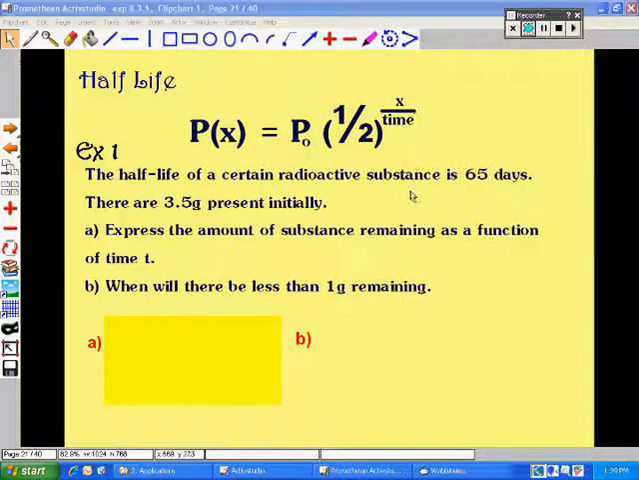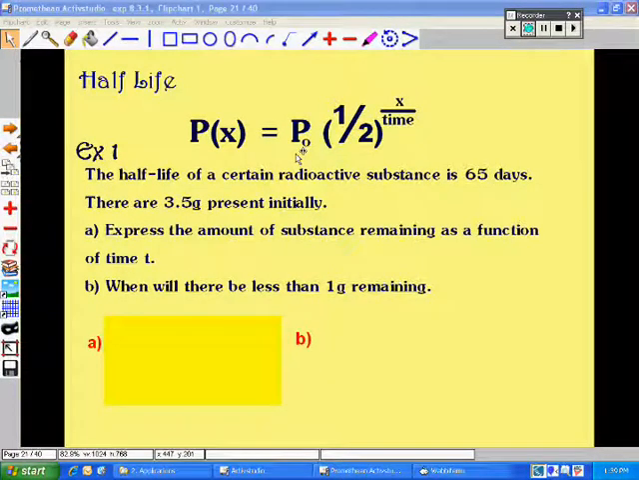So it says the half-life of a certain radioactive substance is 65 days. So I would put 65 days here, and in 65 days we have half left. If it said in 65 days the amount doubles, I would put 65 here for time, and I would put 2 to represent exponential growth.